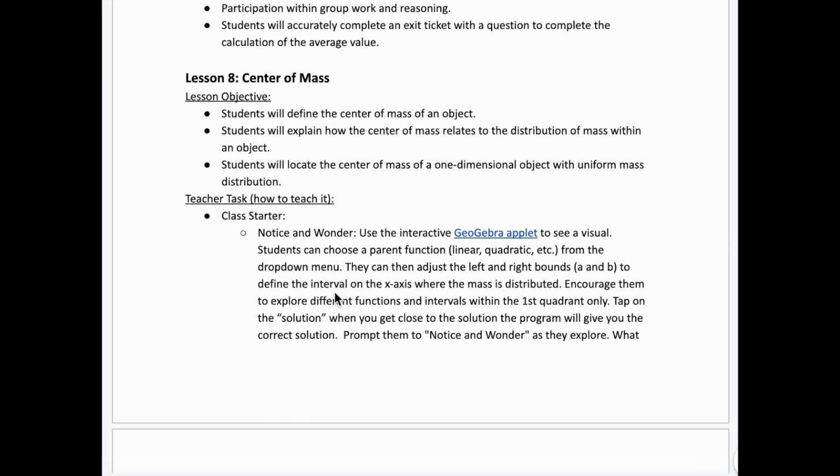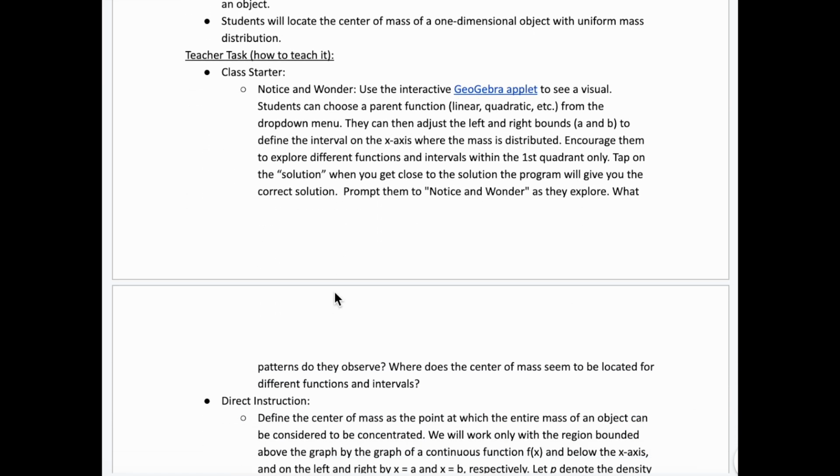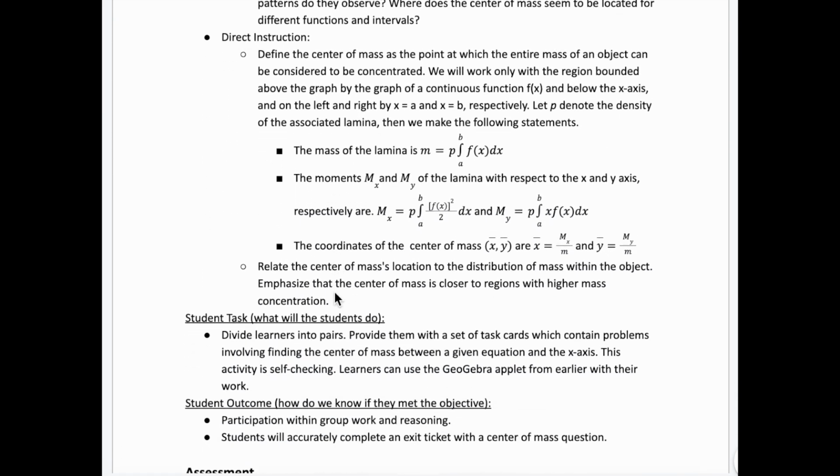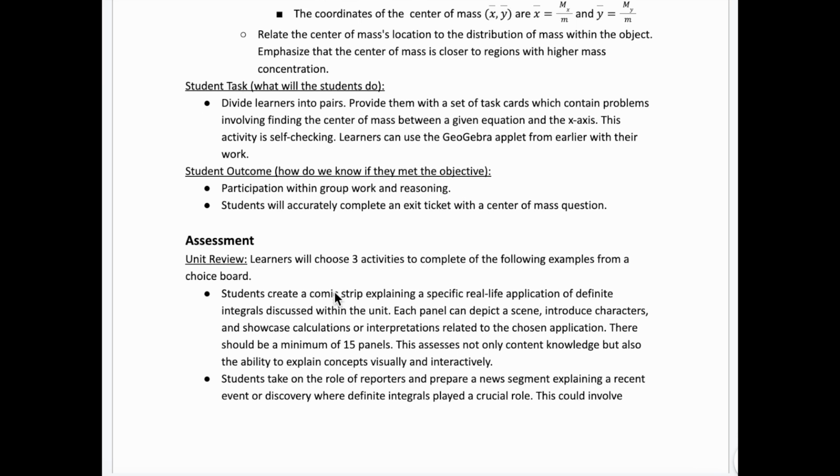Project-based learning encourages deeper engagement within the material, allowing students to explore what interests them and apply their knowledge in a meaningful way.